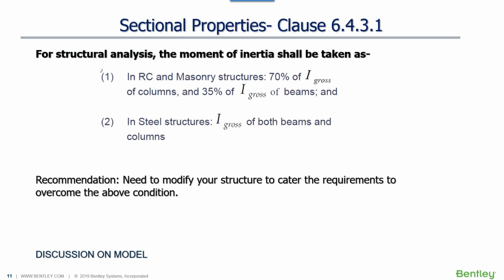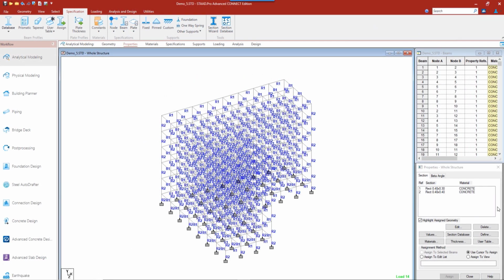This is one of the important sections, clause number 6.4.3.1, where the code talks about cracked section analysis for RCC members subjected to earthquake forces. For RC and masonry structures, the I gross of the columns should be 70% of the actual one, and for the beams it will be 35%, and there will be no reduction if the members are of steel. So let us try to look into the program.